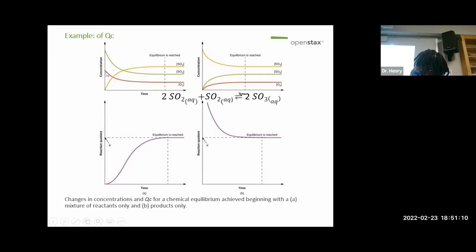Okay, so here we have only the reactants. And then as the reaction happens, we're going to be making more product, so our product is going to be increasing. And then here we have only the product. We have no reactants. And then as the reaction goes on, we're going to be making more of our reactants.